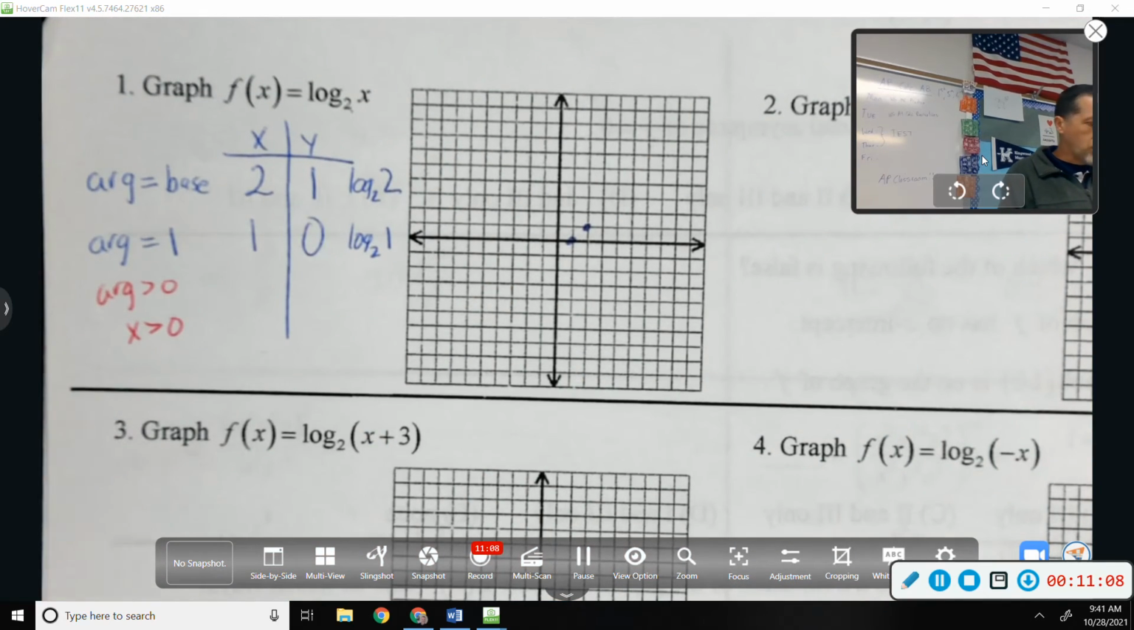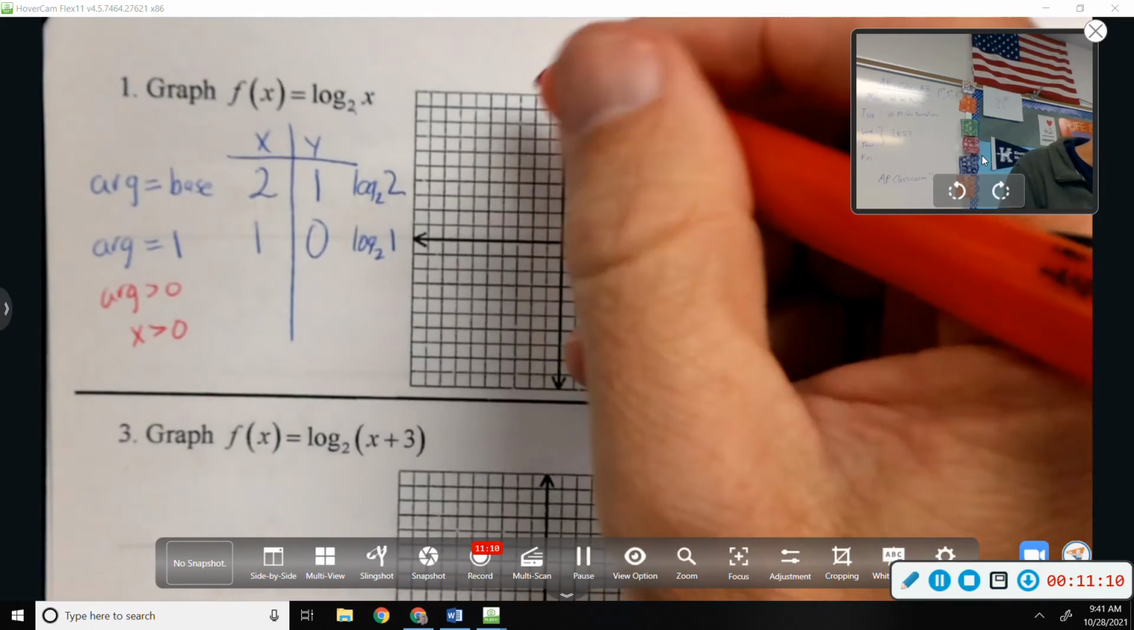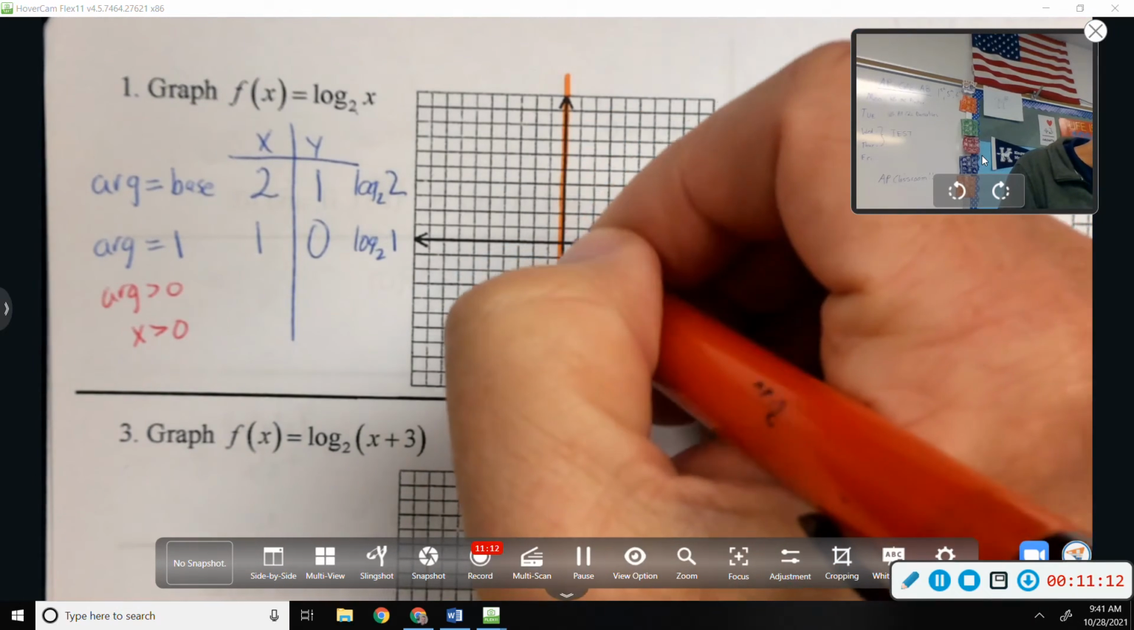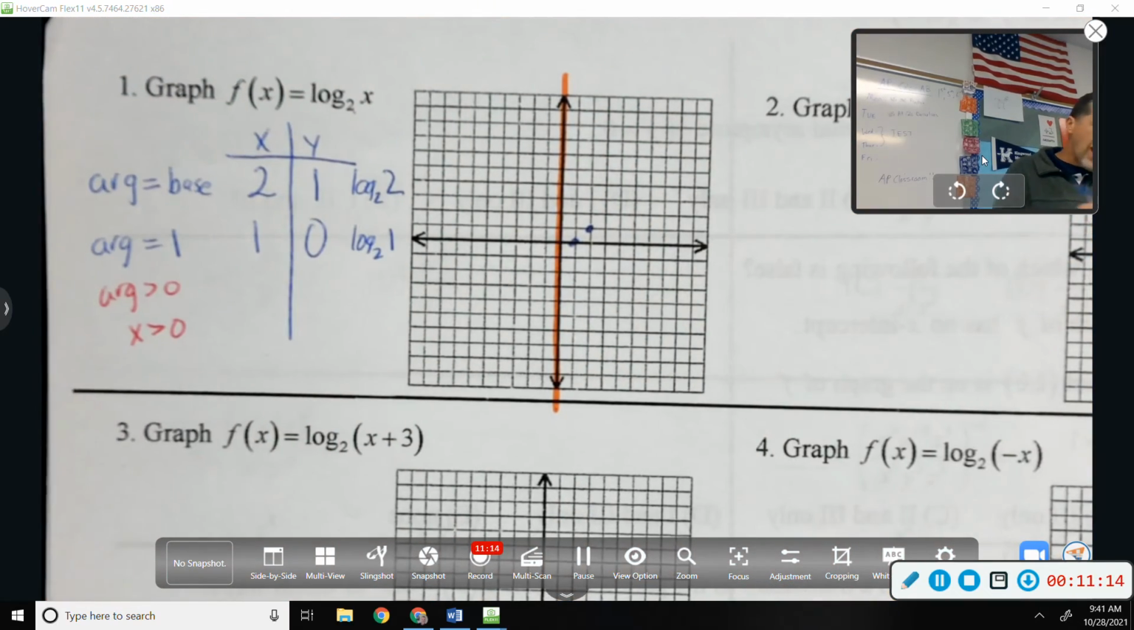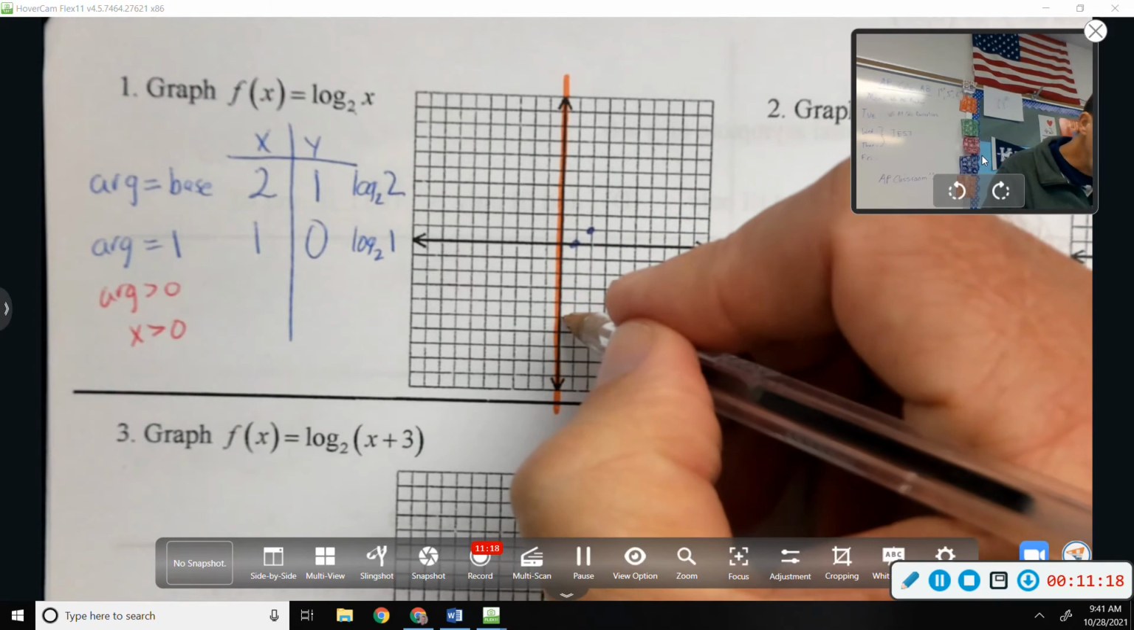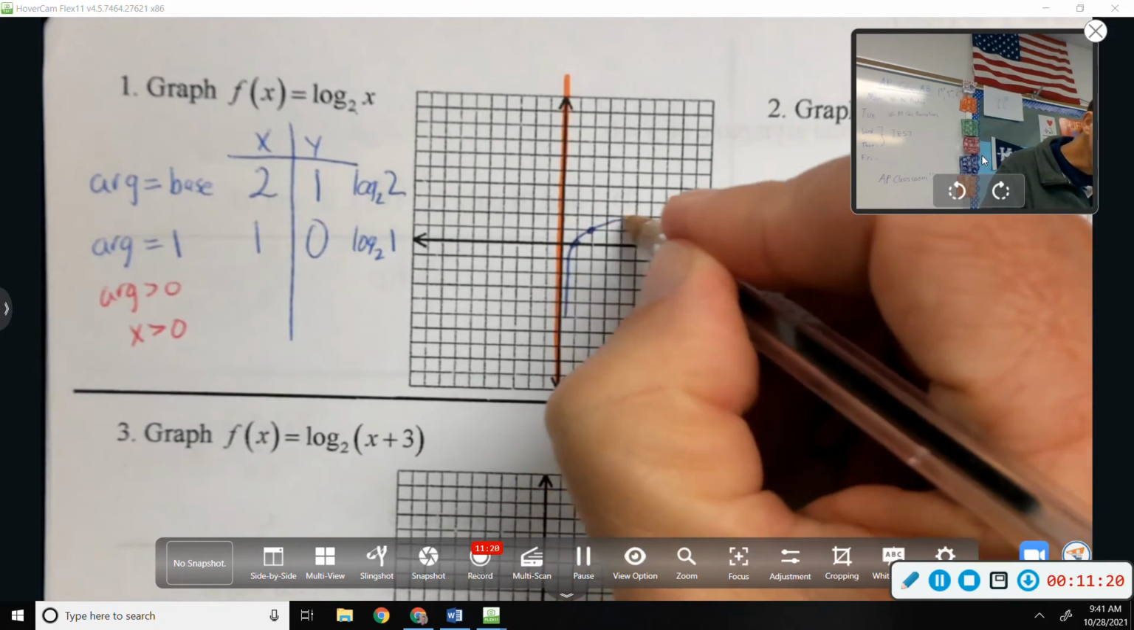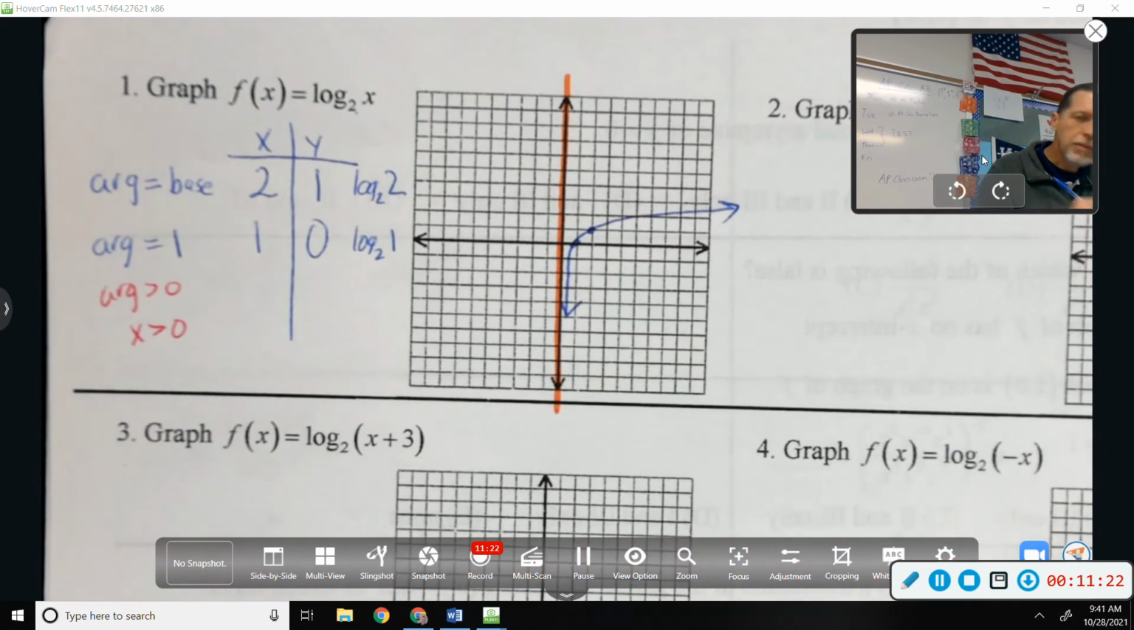So there's an asymptote or a wall at 0. And I know what the shape of logs look like, just generally speaking. So something like that for the parent function. And then you could flip or move or whatever you needed to do after that.